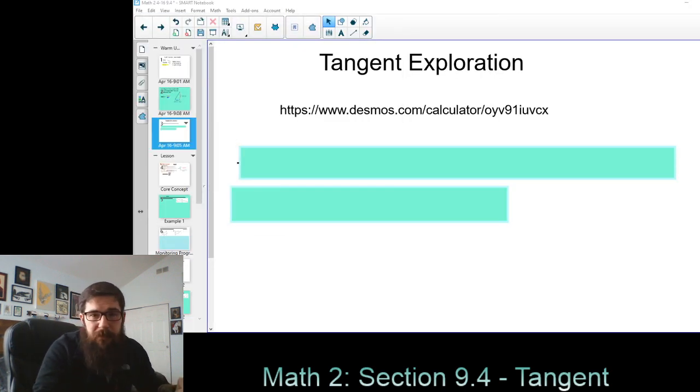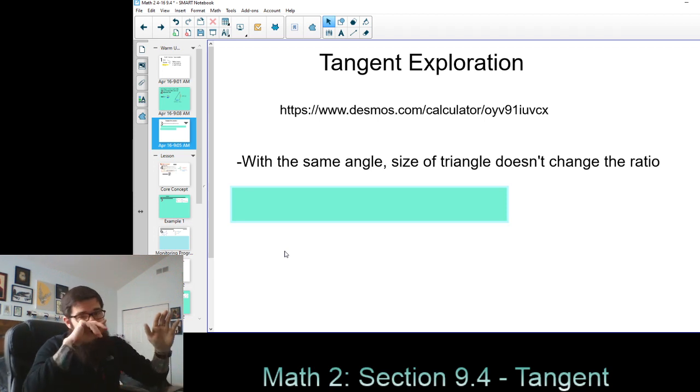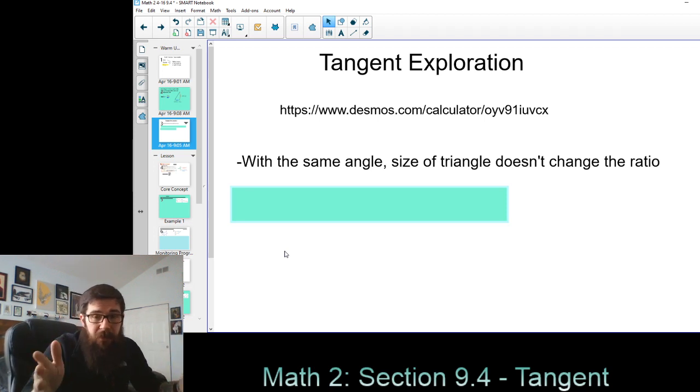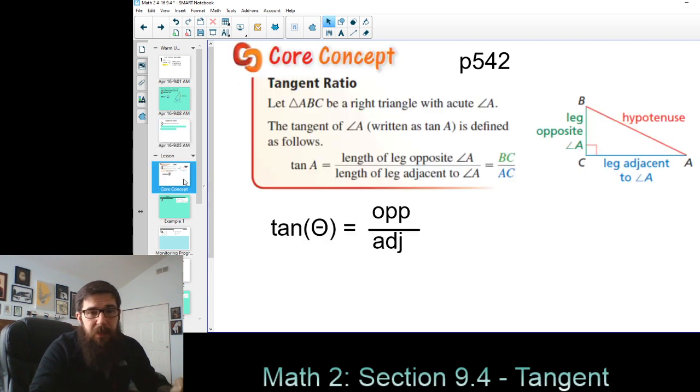The main two takeaways I want you to get from that are, with the same angle, the size of the triangle doesn't change that ratio. So I could have a triangle that is bigger than Earth, and as long as I know the angle, tangent's going to be the same ratio. Or I could have the smallest one in the world. Doesn't make a difference. Smaller angles have smaller tangent ratios. Bigger angles have bigger tangent ratios. Okay, you can play around with that a little bit if you like.